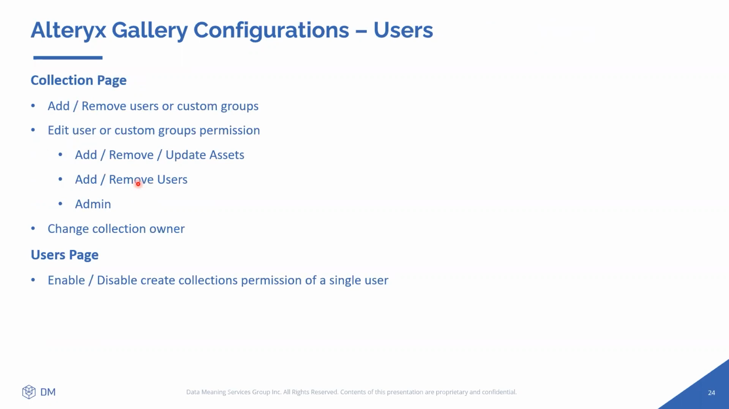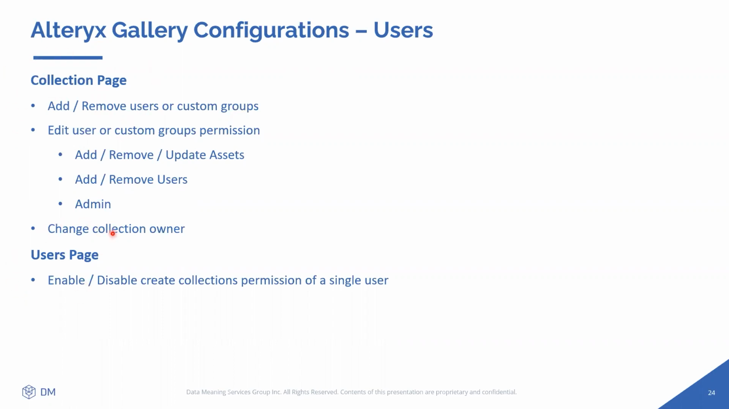When we start talking about users now, you have the collection page. So if a user asks you to include them in a specific collection, you need to go to the collection page, and there you'll be able to add or remove users. You'll also be able to edit users and custom group permissions in the collections page. And also, if you need to change collection ownership, that's the place for you to go, the collection page.